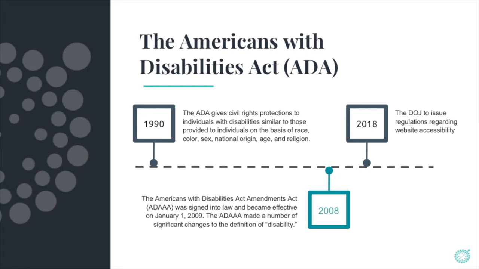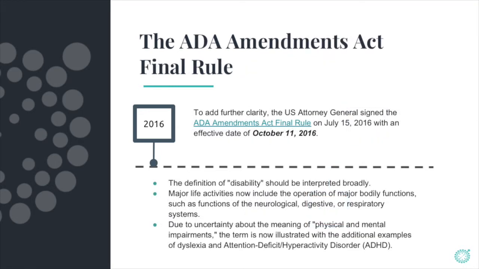In 2018, it was expected that the Department of Justice would issue regulations regarding website accessibility. We'll discuss this a little further on. So to add further clarity, the U.S. Attorney General signed the ADA Amendments Act Final Rule, and this was back in 2016, October 11, 2016. In summary, the ADA Amendments Act is an attempt to broaden the definition of disability. Paul, what does it mean for ADA cases that question whether an individual's impairment is a disability under the ADA should not demand extensive analysis?